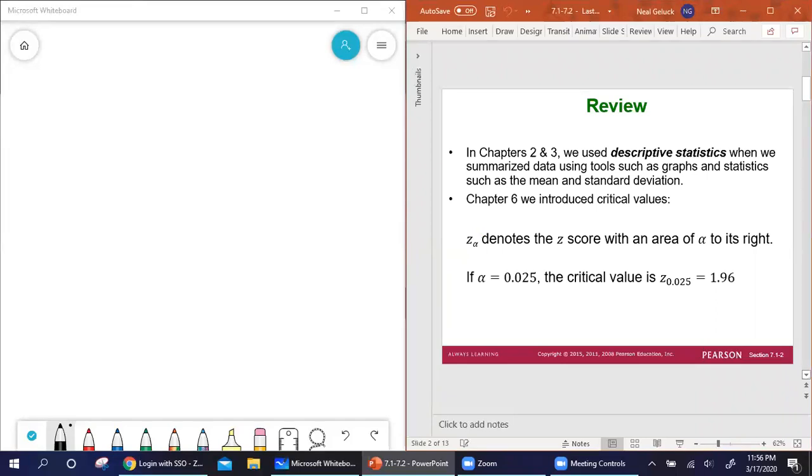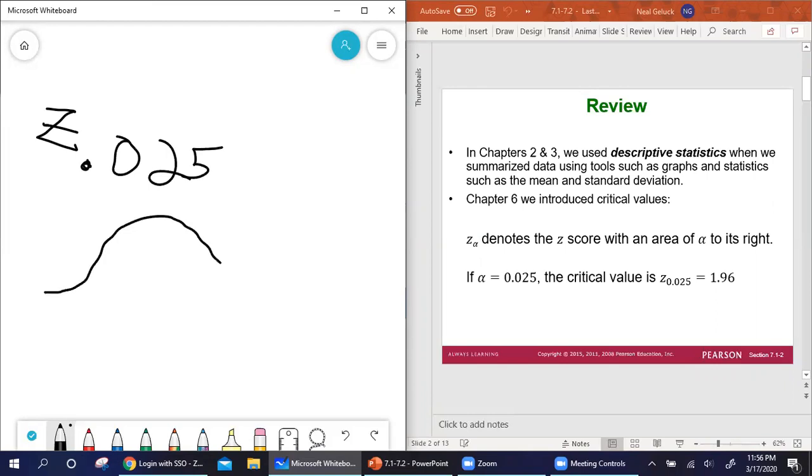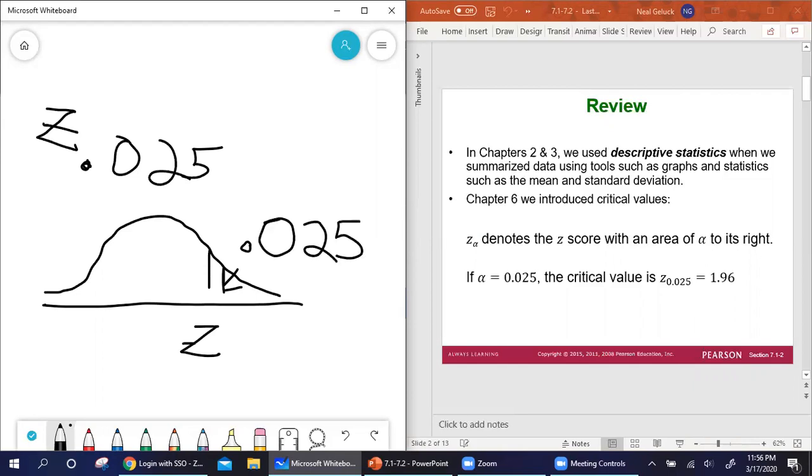Before we get into it, one thing we need to talk about is the idea of the critical value. If you remember, if I have z of 0.025, what that's saying is I want to know what is that z-score that has an area of 0.025 to the right of it. Remember, it's always to the right.